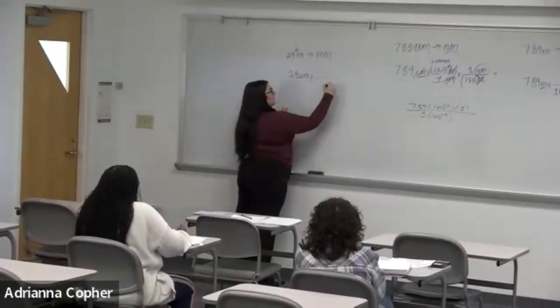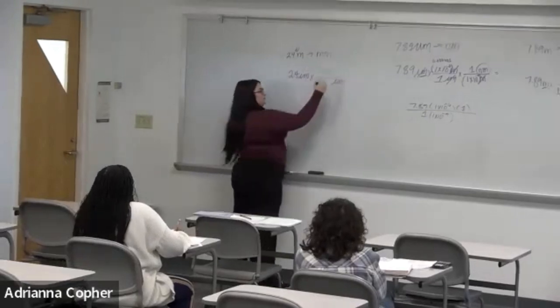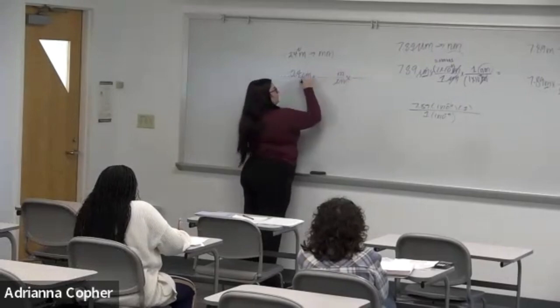So we need to cross out micrometers. Micrometers has to go on the bottom. The only conversion I have for micrometers is to my base unit, so I put meters on top. Okay, now that's crossed out.